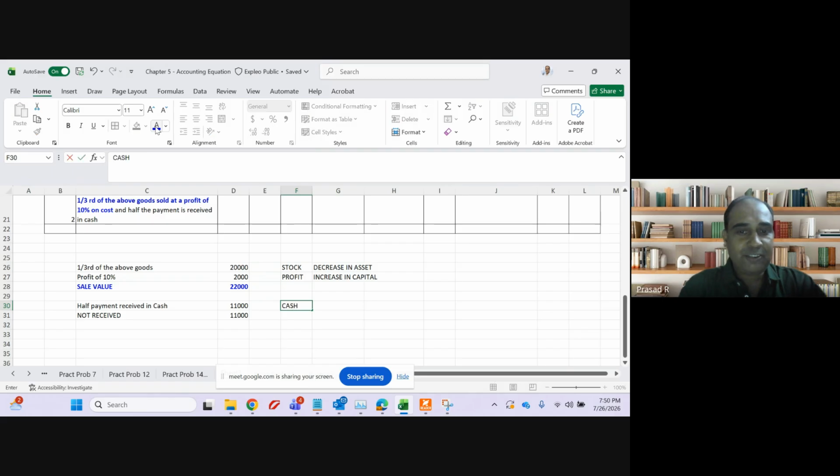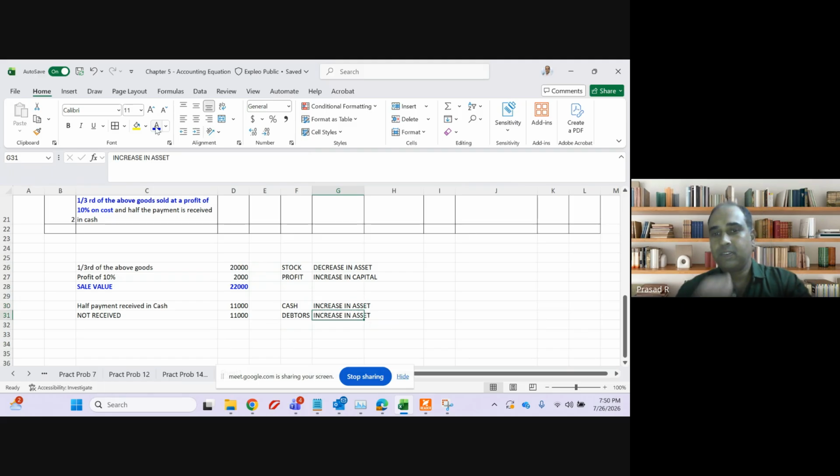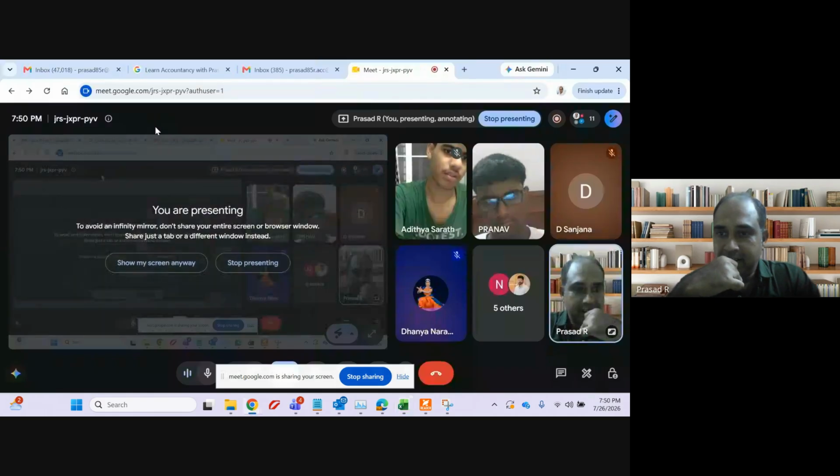Half the payment received in cash, so I will get cash of 11,000 rupees. This will increase the asset or decrease the asset? Increase in asset. Another 11,000 I did not receive. This 11,000 will be called debtors, an increase in asset. Awesome. Clear?